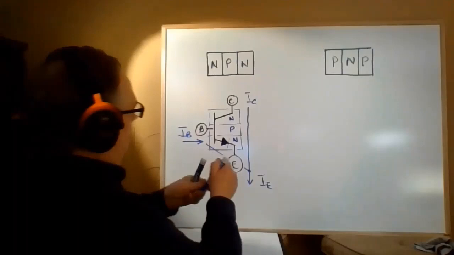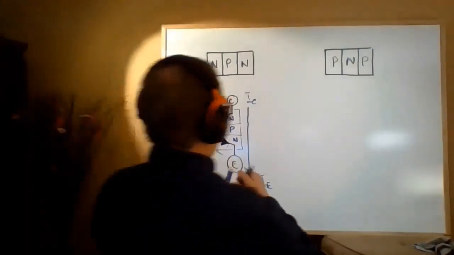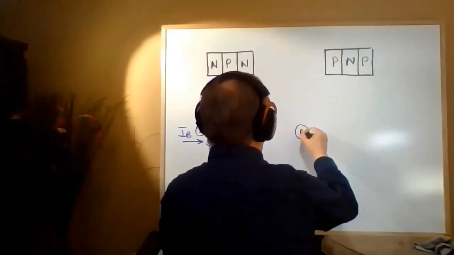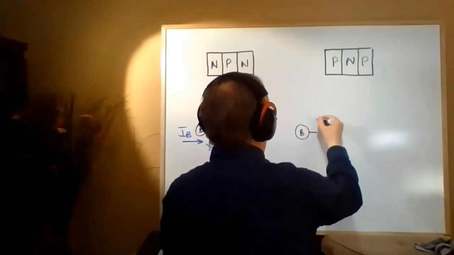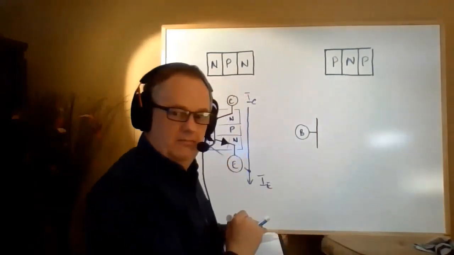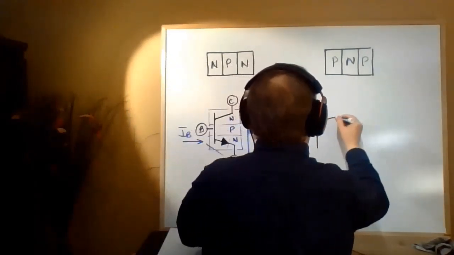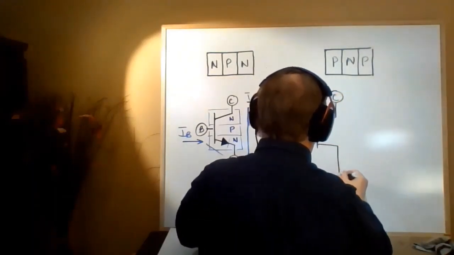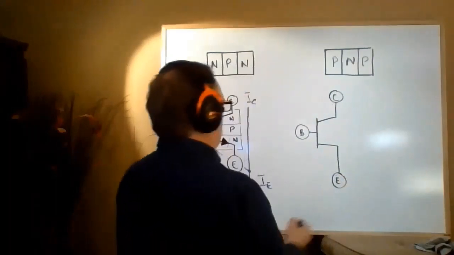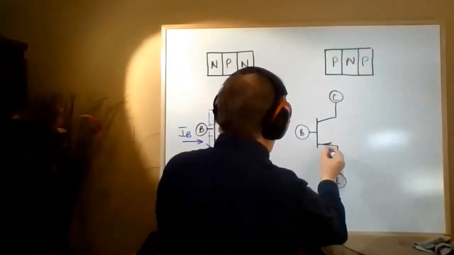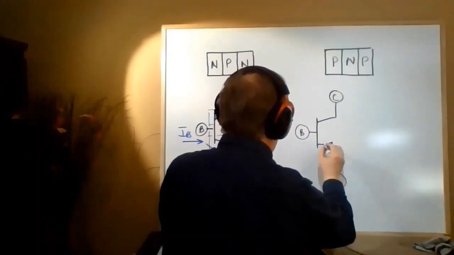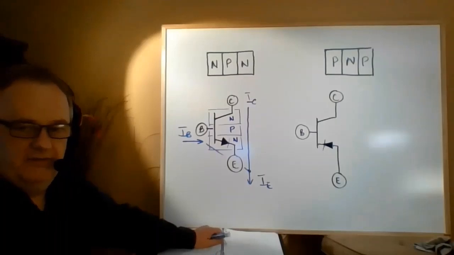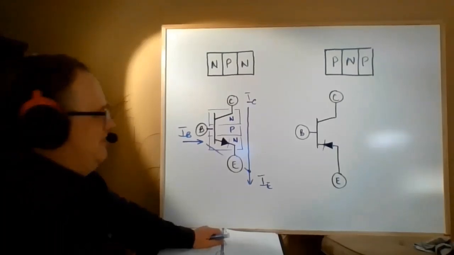Now let's take a look at what happens in the PNP. Here we have the base, and the collector, and the emitter. And here we have an arrow that points in. So that's one of the differences there. The arrow shown is in the opposite direction for a PNP.